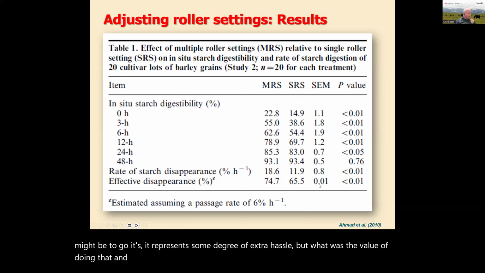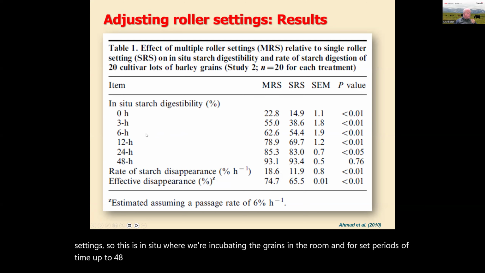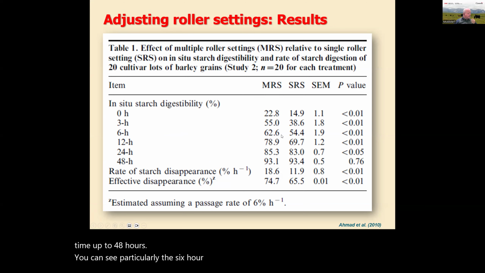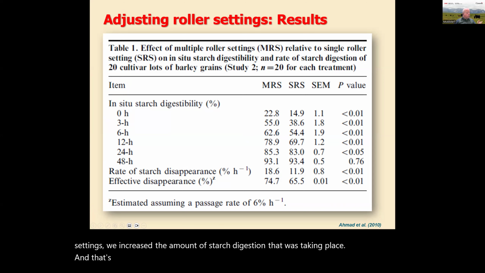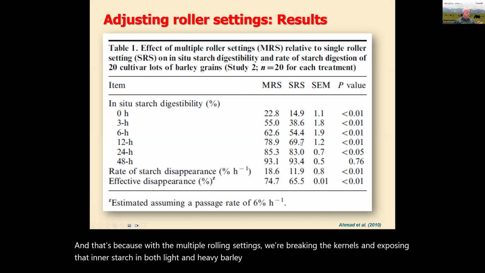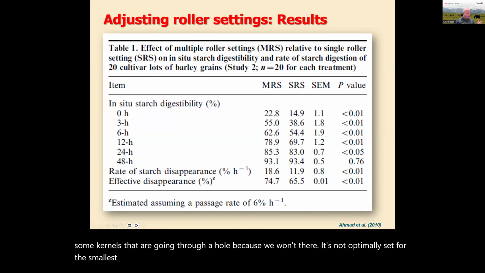When we looked at the starch digestibility, and this is in situ, where we're incubating the grains in the rumen for set periods of time up to 48 hours, you can see, particularly at the 6-hour and 12-hour settings, that by doing the multiple roller settings, we increased the amount of starch digestion. That's because with the multiple rolling settings, we're breaking the kernels and exposing that inner starch in both light and heavy barley. But with the single roller setting, we've got some kernels that are going through whole because it's not optimally set for the smallest kernels within that lot of barley.